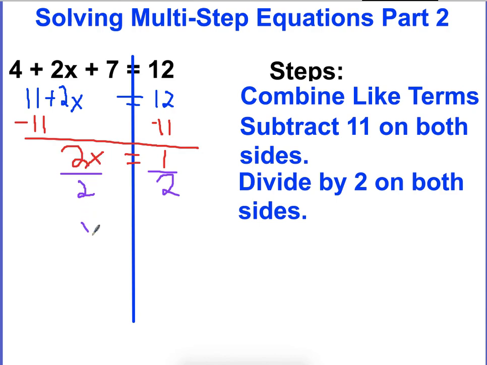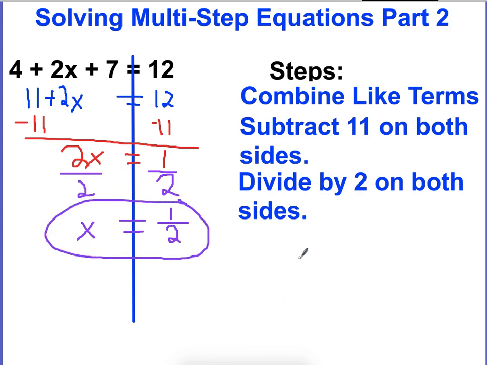2x divided by 2, we just have x. 1 divided by 2 is just 1/2. You could put 0.5 if you want to. I like to leave the fraction as 1/2. All right, and remember that that's your solution and that we're going to check that solution too.